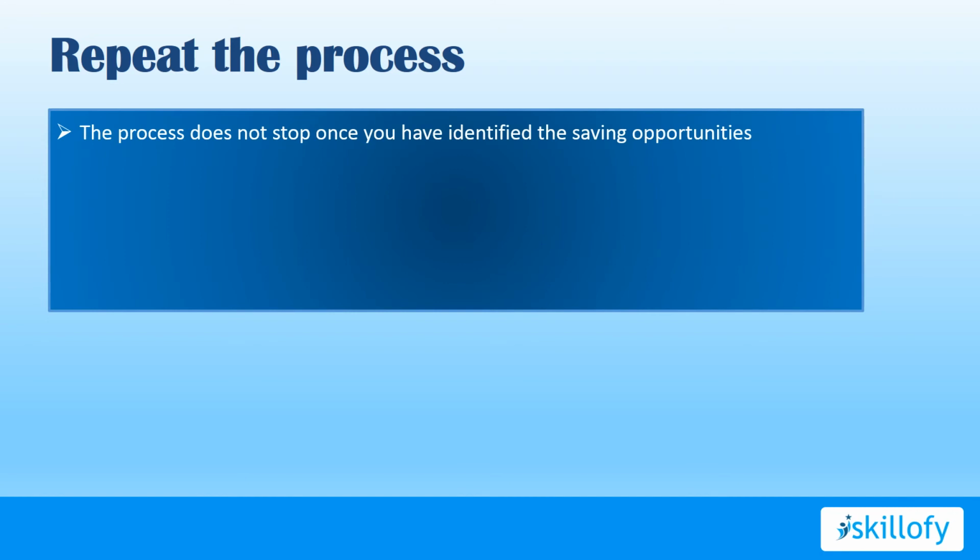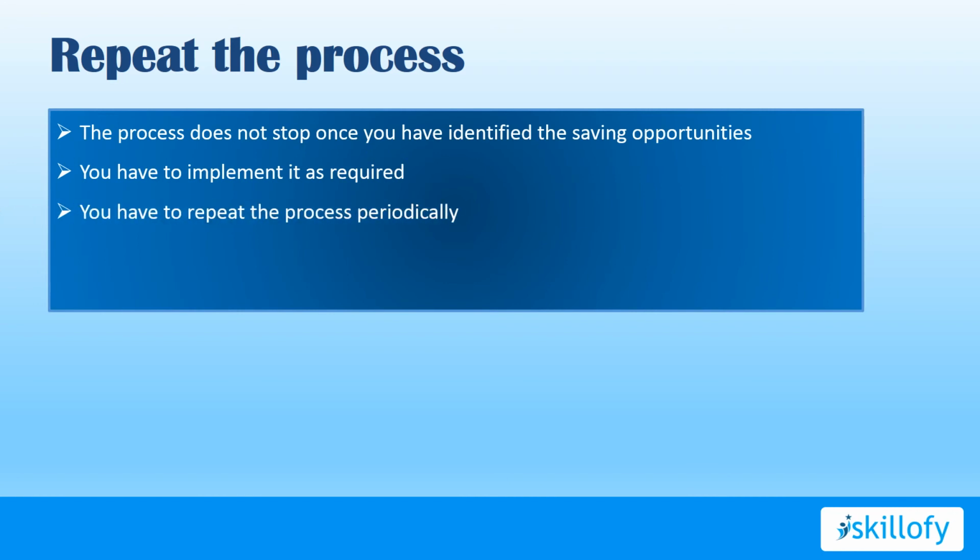And lastly, repeat the process. The process does not stop once you have identified the saving opportunities. You have to implement them as required. Further, you have to repeat the process periodically because the data is continually updating and hence changing. This will ensure that contract terms are being adhered to, that buyers are purchasing from preferred suppliers, and that saving opportunities are being identified.